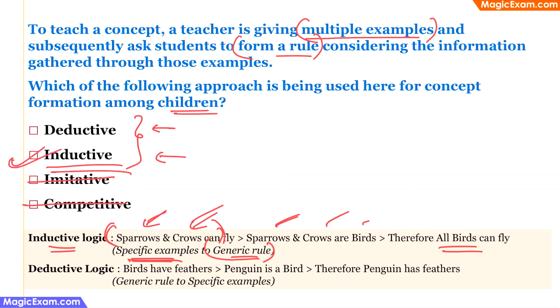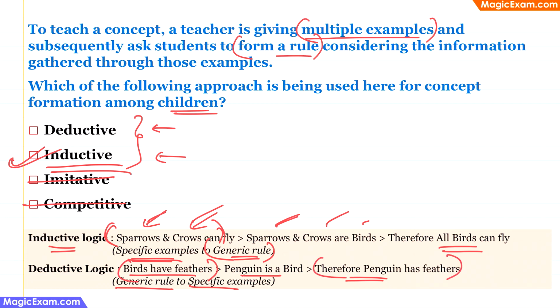Now, deductive logic is where you move from a generic rule to specific examples. For example, you say that birds have feathers. So, this is a generic statement, and then you say penguin is a bird. Therefore, penguin should have feathers. So, you have used a generic rule and moved towards a specific example.